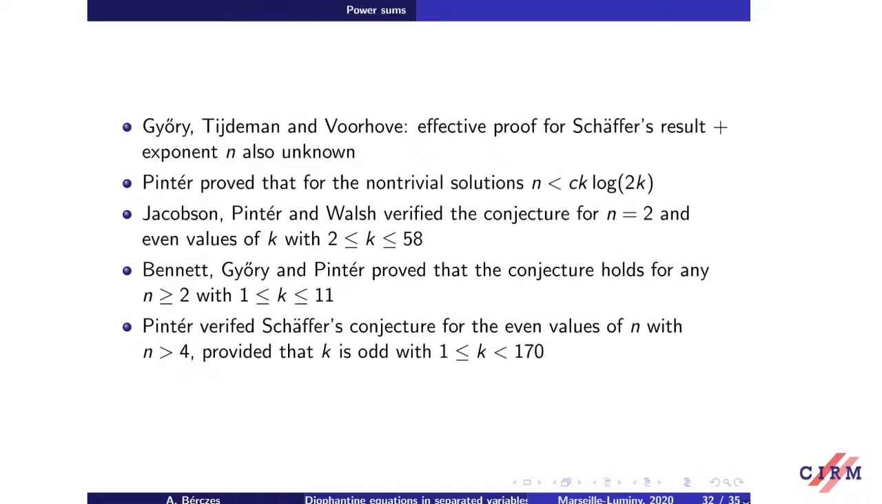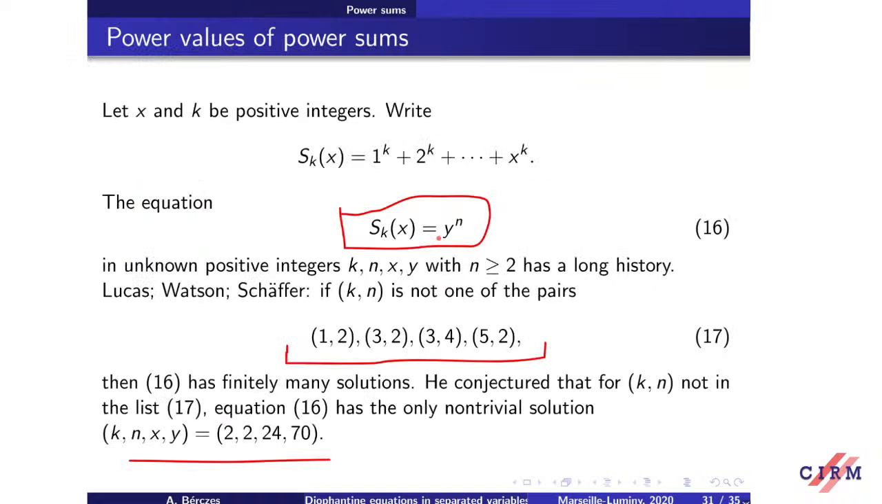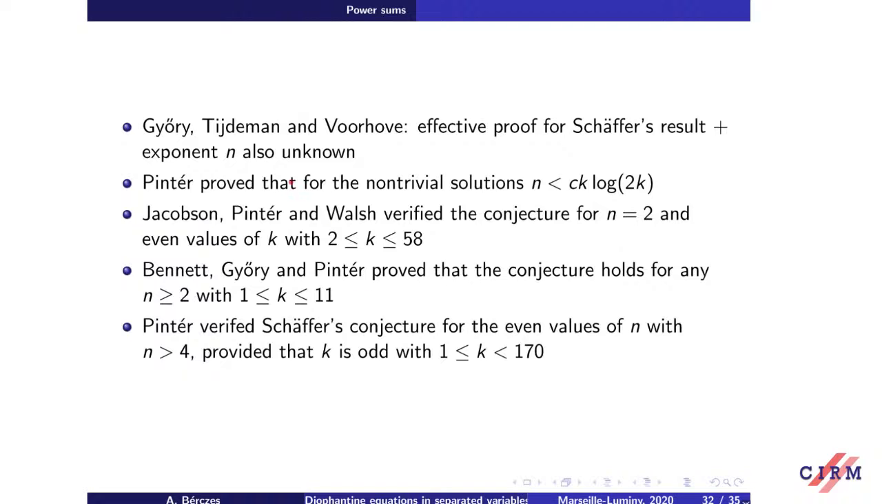Many results concerning this equation have been established during the last few decades. Győry, Tijdeman, and Voorhoeve proved an effective version of Schäffer's result, and they have another extra feature: n was also an unknown. So in this equation, the exponent was also an unknown for them, and the effective finiteness was working also in this more general case.